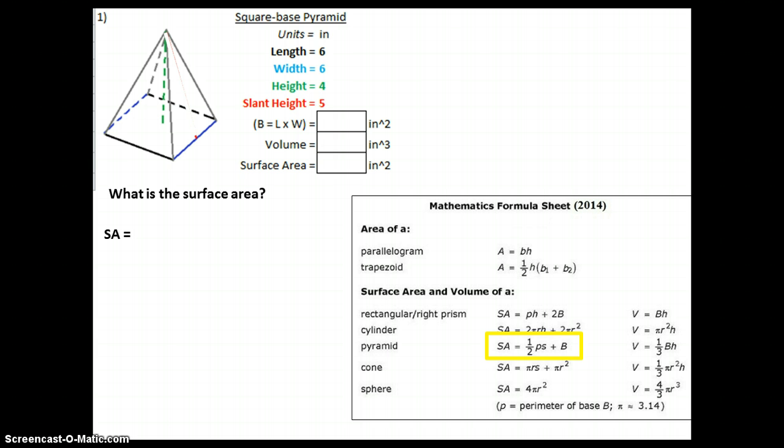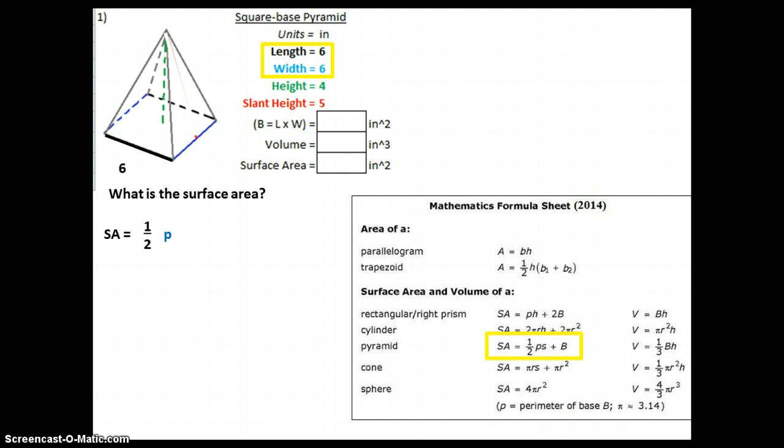It says surface area equals 1/2 P for perimeter, which is the distance around the floor. It involves the length and the width. And there we go. There's the length in black.